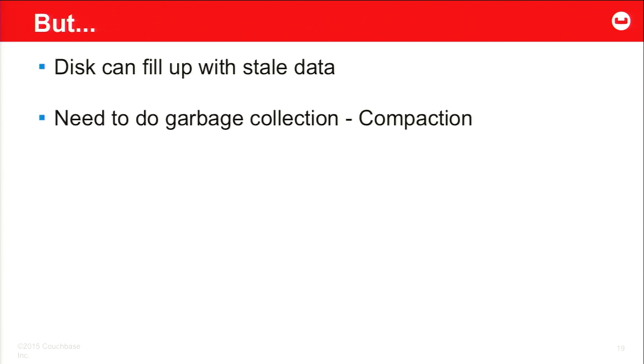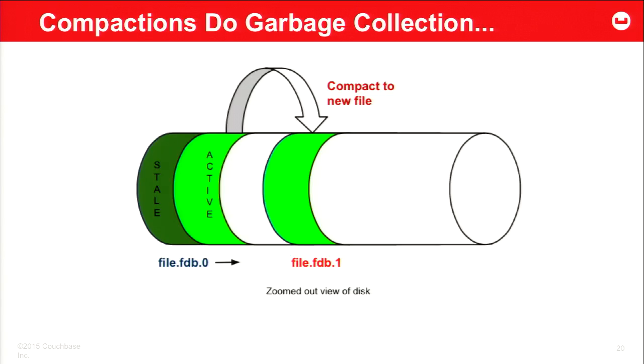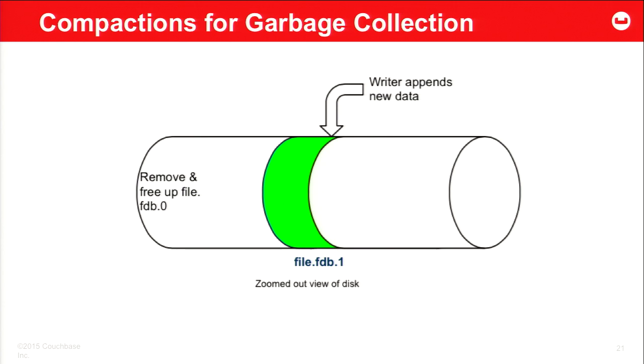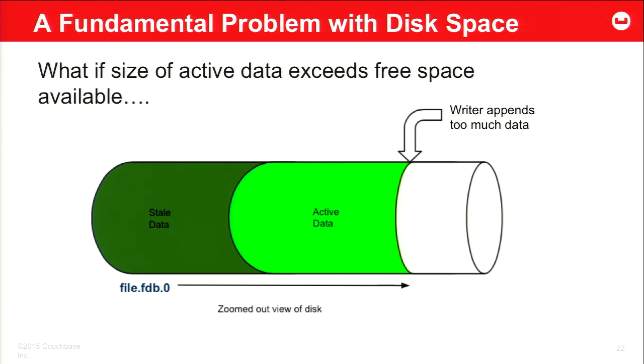However, there is this caveat: the disk can quickly fill up with space, and you need to do garbage collection. That is compactions. So compactions currently work as follows: we create a new file, file.fdb.1. We read all the valid data from the old file, move it into the new file, and then delete the old file, removing the stale and invalid blocks. And that's how compaction is done today because it's simple and it works and it's performant.